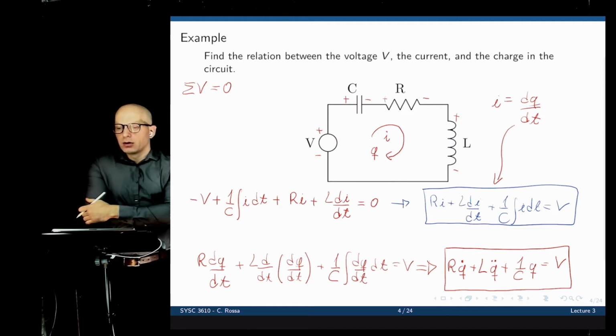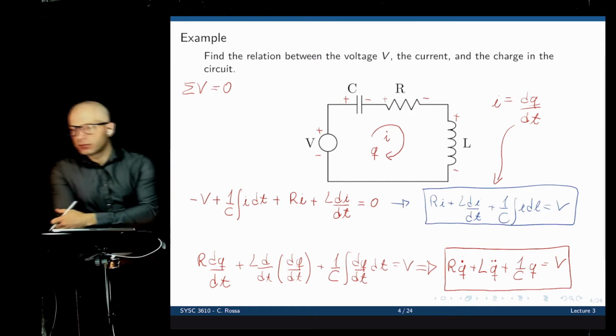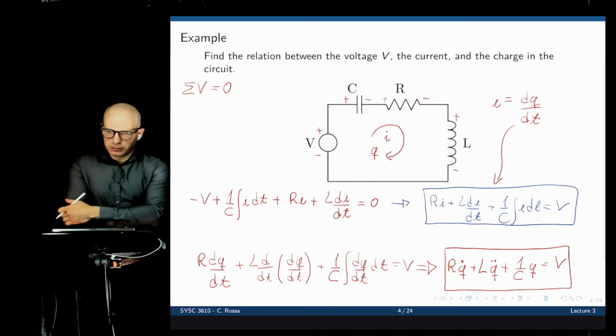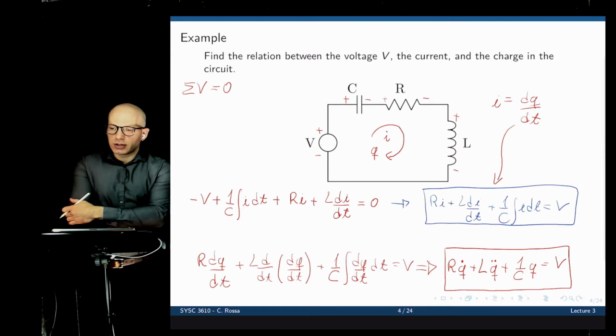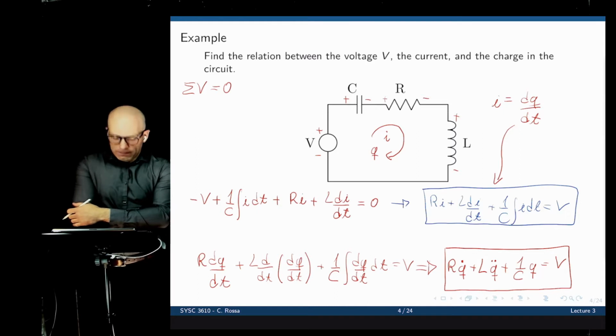Okay, very simple, just Kirchhoff's law, nothing very complicated. Any questions here before we move on? No? A reminder that I don't check the chat. I have my monitor too far away from me, I can't see it. So if you have any questions, please use your mic.